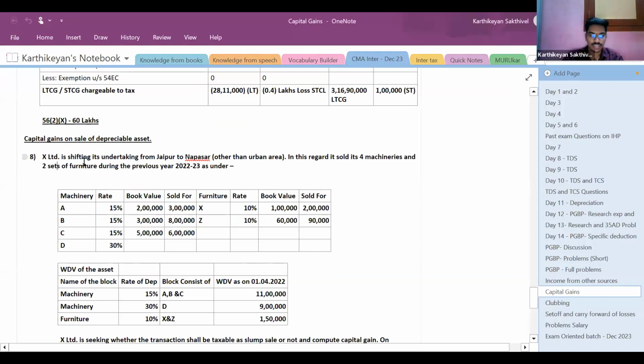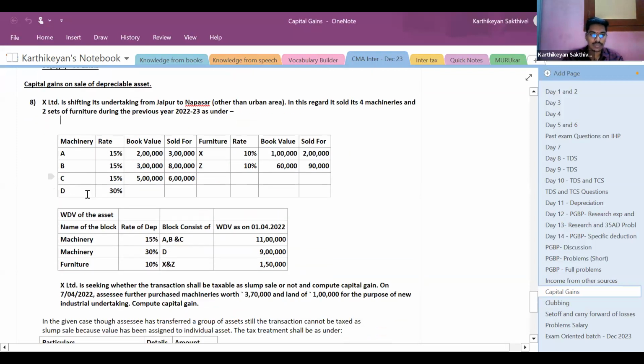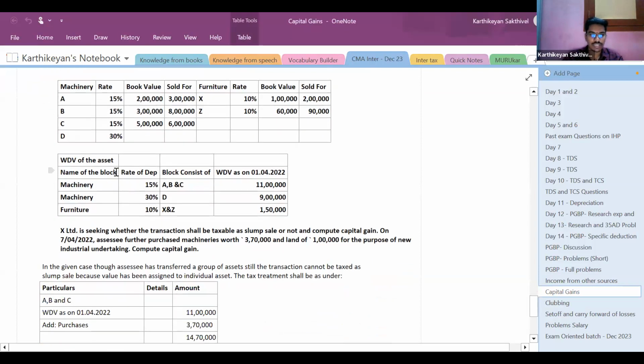X Limited is shifting its undertaking from Jaipur to another urban area. In this regard, it sold 4 of its machineries and 2 sets of furniture during the previous year 22-23 as under. Machinery A, B, C and D, furniture X and Z. Right. WDV of the asset, name of the block, rate of depreciation. Block consists of WDV. Machinery at the rate of 15%.